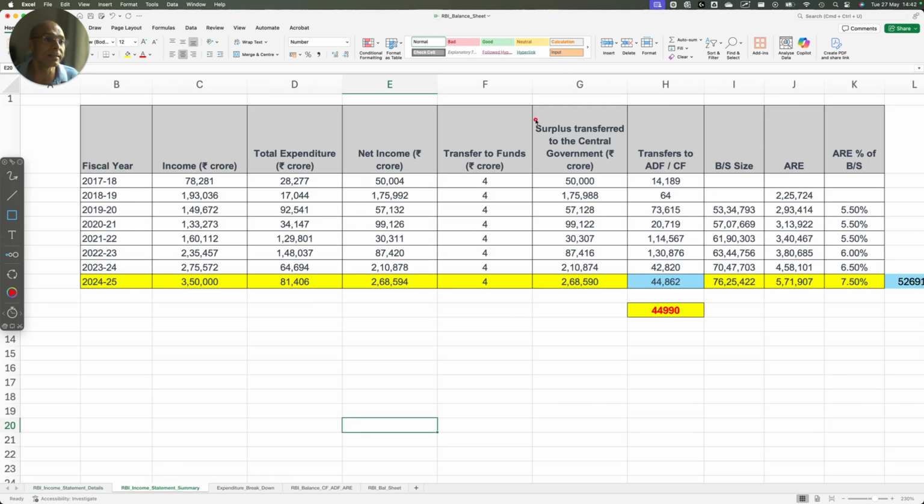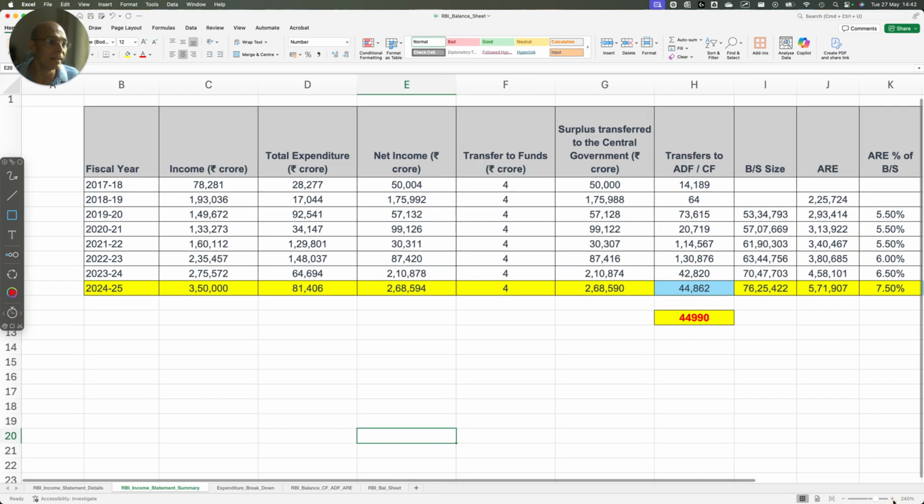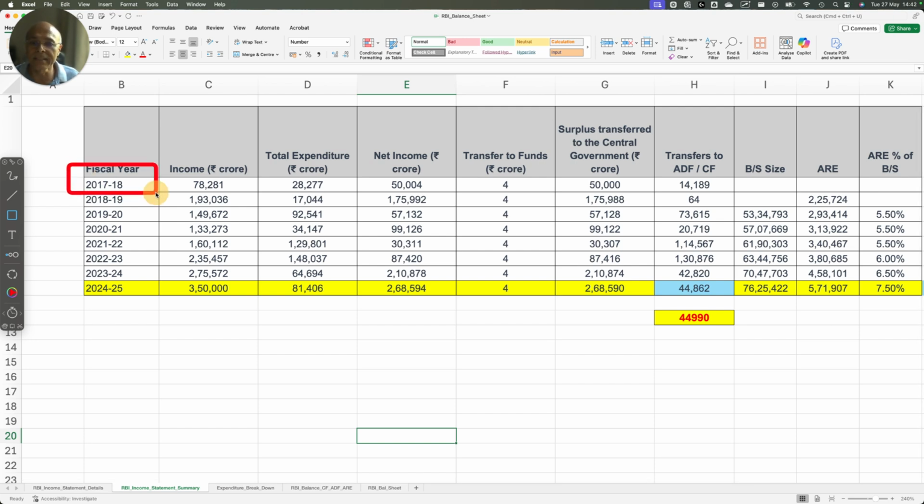So here is the transfer to the government, this column. So let me do a little bit more zooming. So you'll see that in the fiscal year 2018, RBI made a transfer of 50,000 crores. In FY19, 1.75 lakh crores. Then it made a transfer of 57,000 crores, then almost 1 lakh crore, then 30,000 crores, and 87,000 crores, 2.10 lakh crores, and then 2.68 lakh crores.